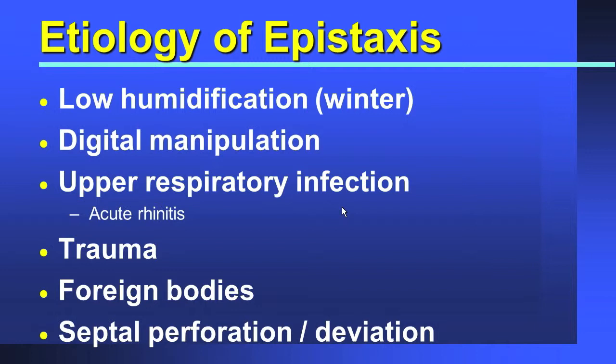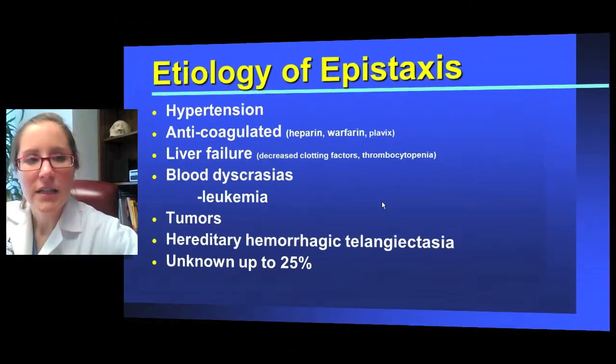Trauma in the form of lacerations or craniofacial fractures can lead to significant epistaxis. Foreign bodies, if they're in the nose for a period of time, can lead to erosion and epistaxis. Septal perforation or deviation can alter the airflow in the nose and lead to turbulence and focal drying of certain areas of the nasal mucosa. Different patient factors can also be tied to epistaxis.